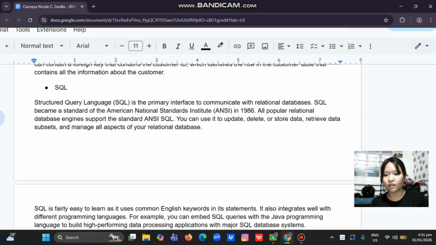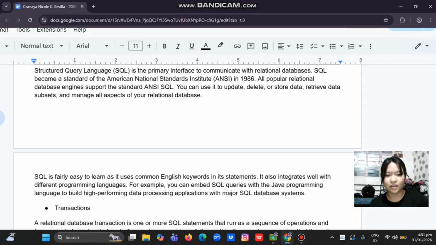Second, SQL. Structured Query Language, or SQL, is the primary interface to communicate with relational databases. SQL became a standard of the American National Standards Institute, ANSI, in 1986. All popular relational database engines support the standard ANSI SQL, so you can use it to update, delete, or store data, retrieve data, subset, and manage all aspects of your relational database.